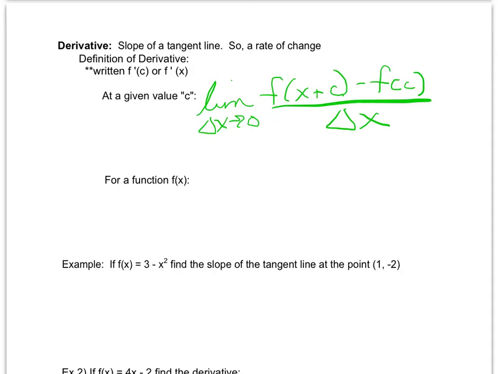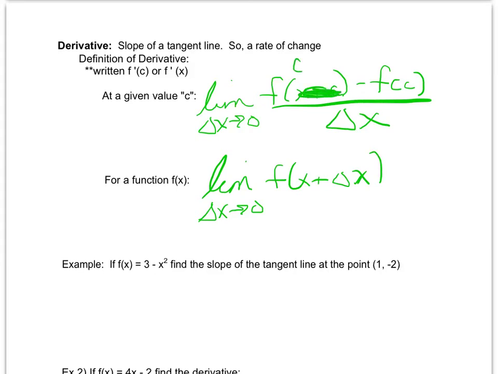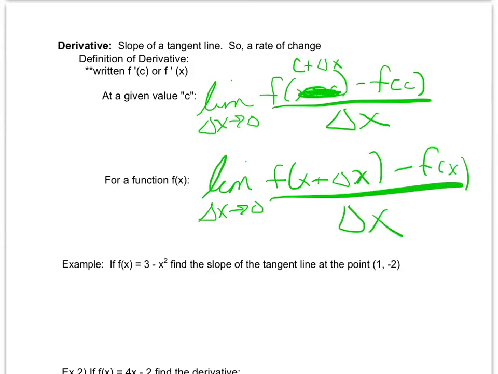So if I'm given an actual function value instead, I want to take the limit as change of x approaches 0 of f of x plus change of x, because now I don't know c, so I have to use x instead of a c. Oh, actually, sorry, this was supposed to be c plus change of x. My bad. Minus f of x all over change of x. So it works the same way. The difference is here I have a value to plug in for x, so I'm going to be able to evaluate this for a numerical value, whereas here I don't. I just have to use an x. Same definition, just different circumstances.